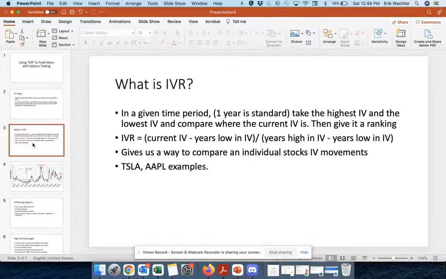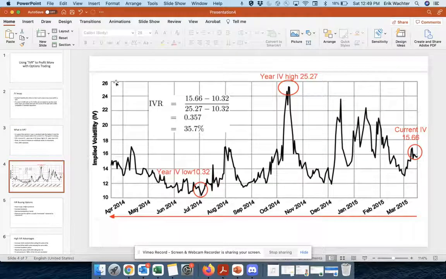So what exactly is implied volatility rank? Okay, so this is how we're going to do it. Let's start with the picture here. In order to calculate implied volatility rank, we're going to look at the course of a year. We're going to look at the high implied volatility rating for that year, and then the low volatility rating for that year, and then compare that with what we're currently at. Basically, we're looking at the high and the low, and asking where are we in regards to the high and low of implied volatility for that year.